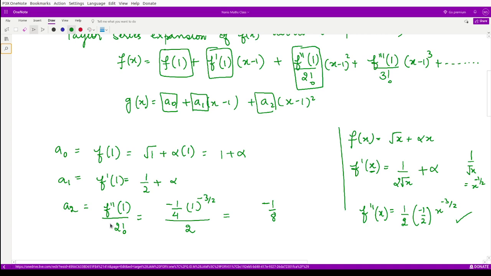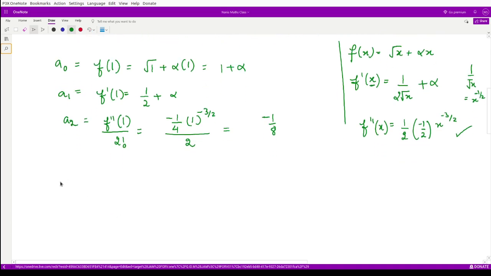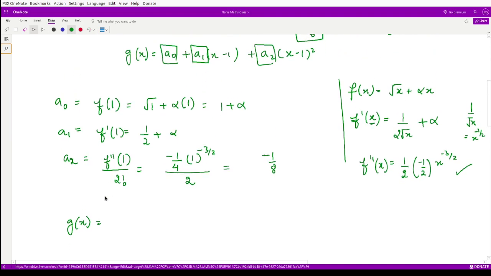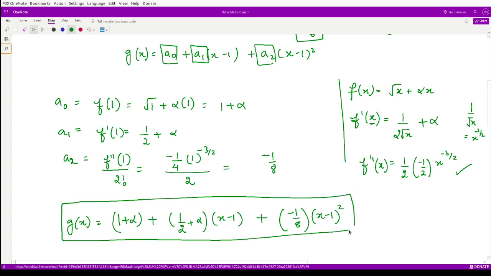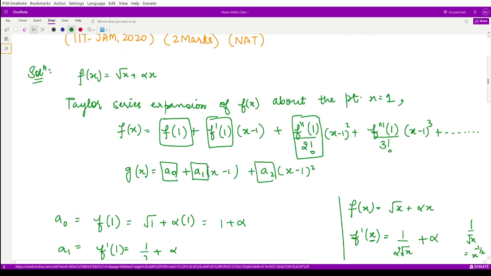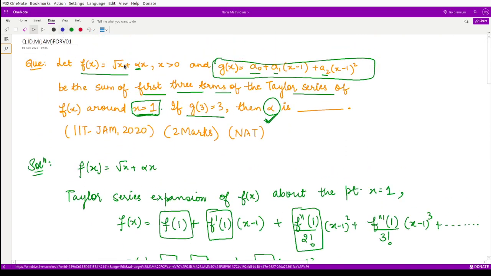Therefore, what is your g(x)? Your g(x) function becomes equal to a0, which is 1 plus alpha, plus a1, which is 1 by 2 plus alpha, into (x minus 1), plus a2, which is minus 1 by 8, into (x minus 1) whole square. This is your g(x), but obviously in the question it is not directly required. So let us see one more condition that is given in the question: g(3) is equal to 3.